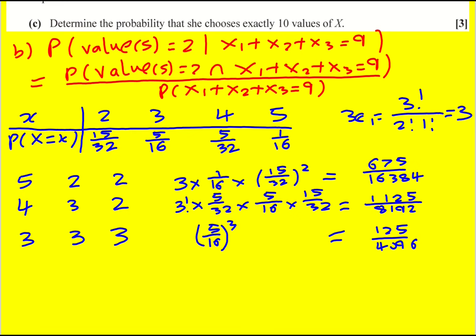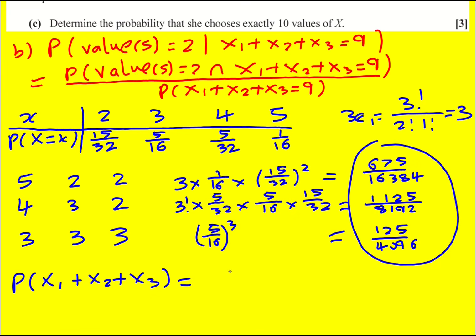So back to my probability. Well, actually, I did work out the sum. I thought, yeah, it's good to work out the sum. So that ends up being 3. It looks a bit confusing. It looks like I'm dividing there. So, okay, I'm just going to write down probability x1 plus x2 plus x3 is therefore going to be the sum of these, which is 3425 over 16384.